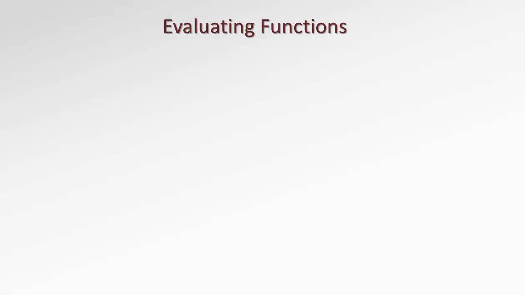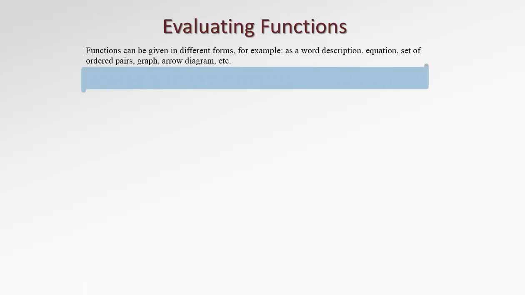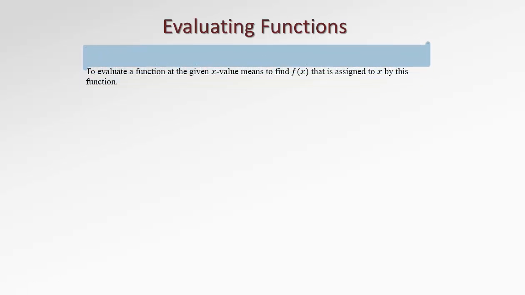This lesson is about evaluating functions. We learned that functions can be given in different forms. For example, they can be given as a word description, an equation, a set of ordered pairs, a graph, an arrow diagram, or any other means that will describe how to find the unique y value for the given input x. To evaluate a function at the given x value means to find f of x that is assigned to x by this function.